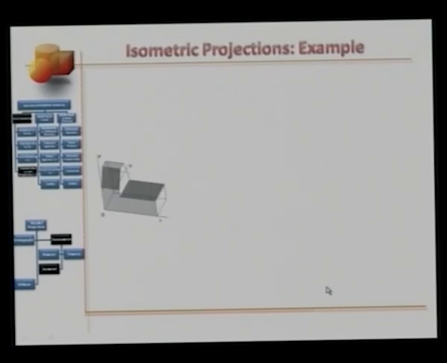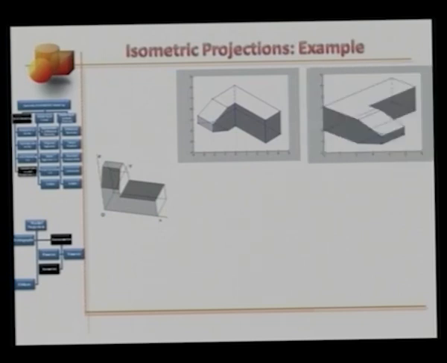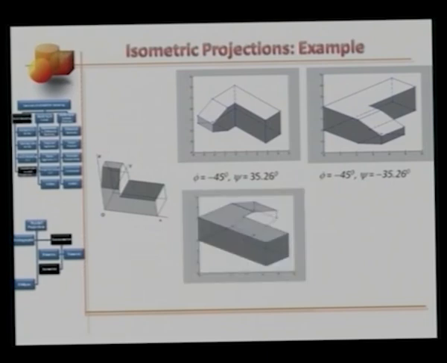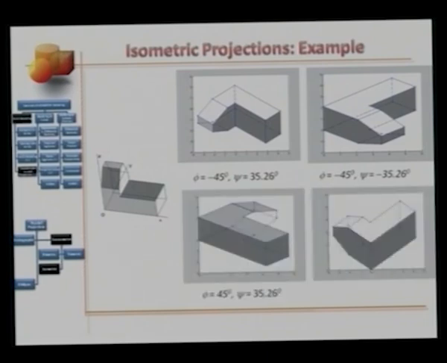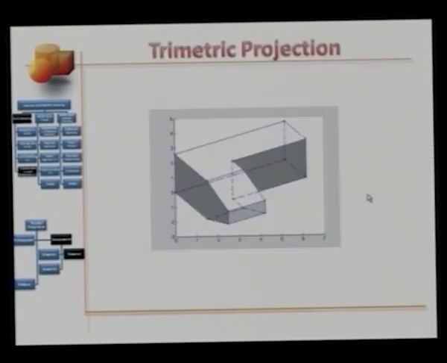An example with isometric projection. These are 4 different views corresponding to 4 different sets of angles phi and psi. Trimetric projection. Here, none of the foreshortening factors are equal. In other words, angles phi and psi can be chosen freely. This one is a view when phi equals 30 degrees and psi equals 45 degrees.